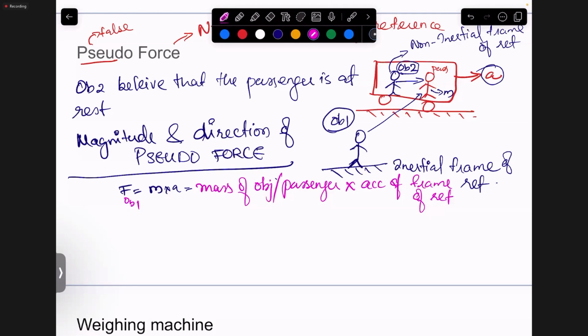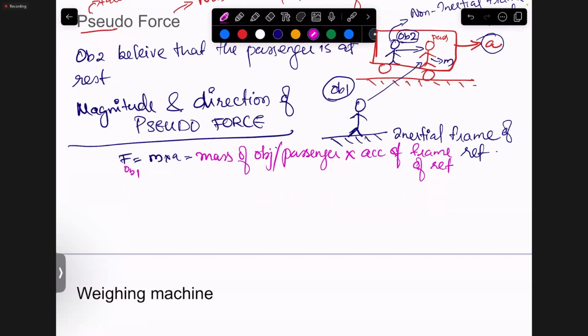Now for observer 2, this passenger is at rest, right? So for observer 2, the mass times acceleration is 0. So for observer 2, what is happening? This force F of observer 1, the force which is understood by observer 1, is counterbalanced by a pseudo force.